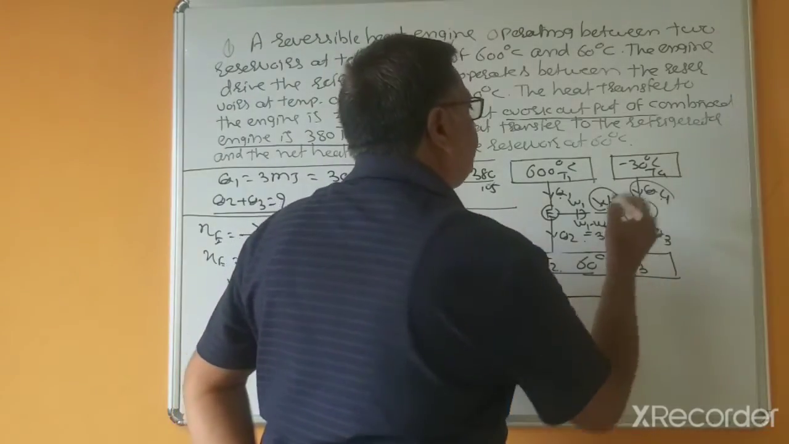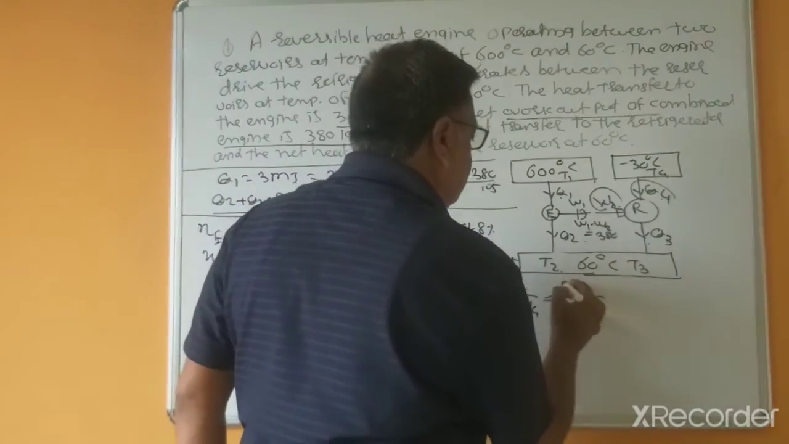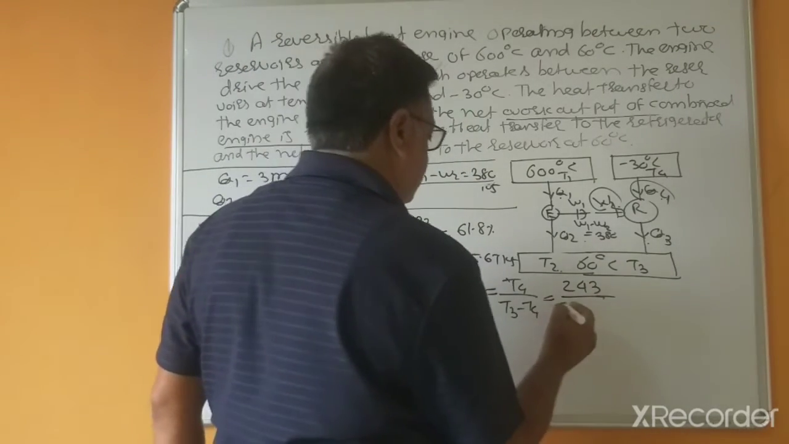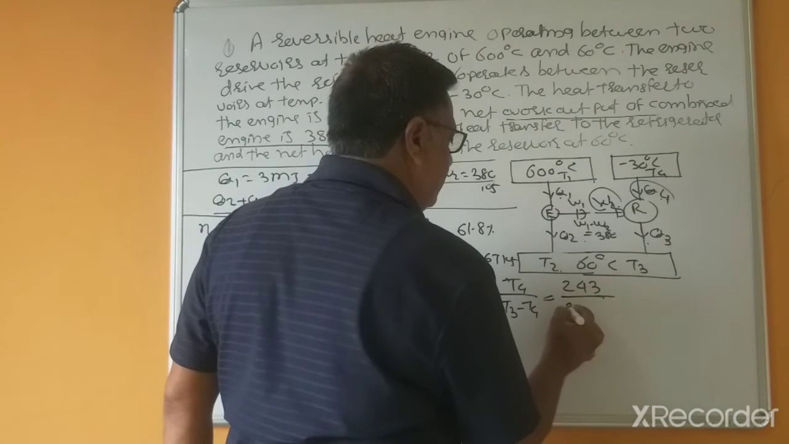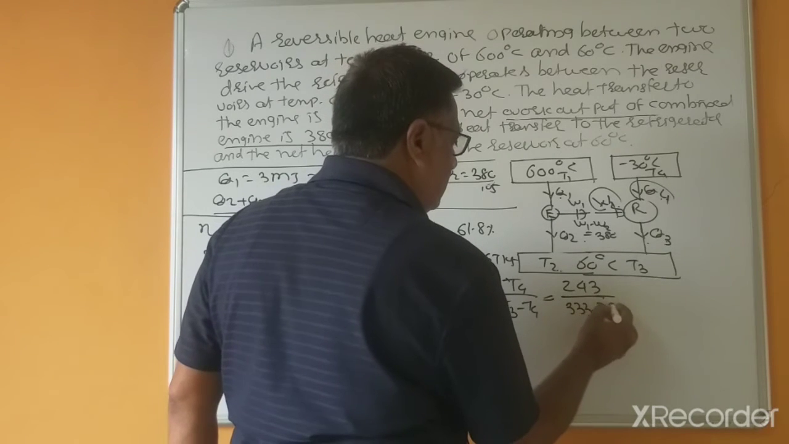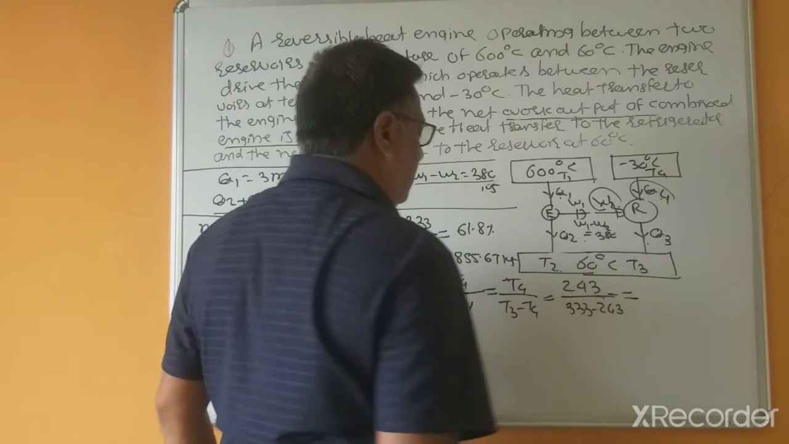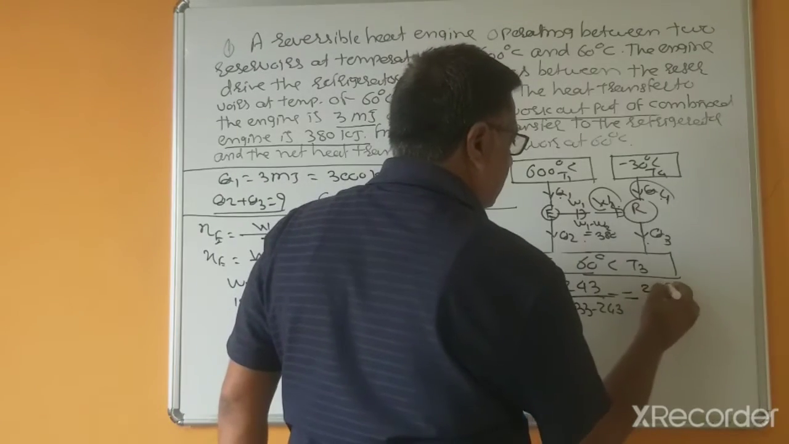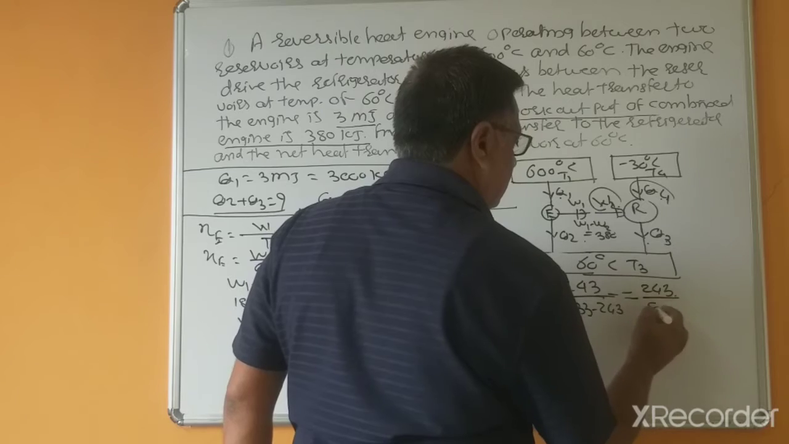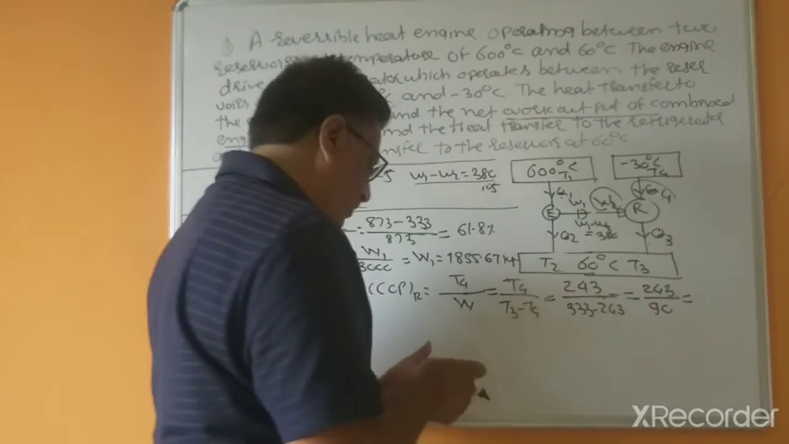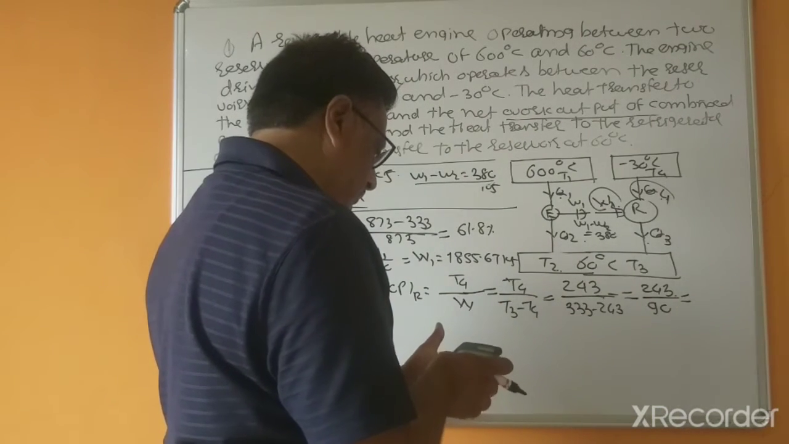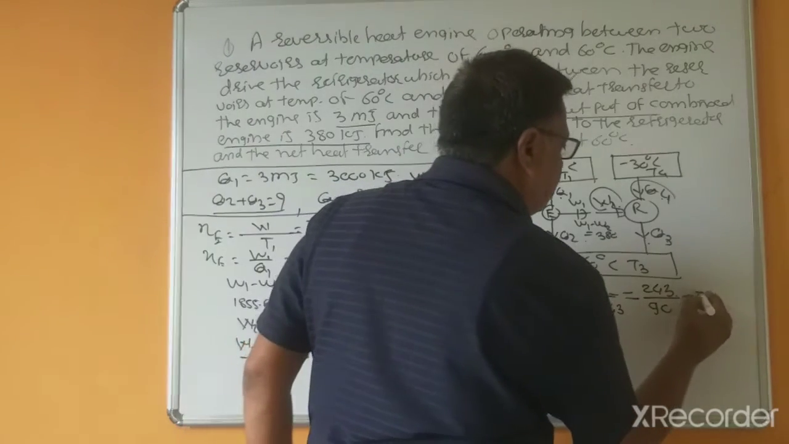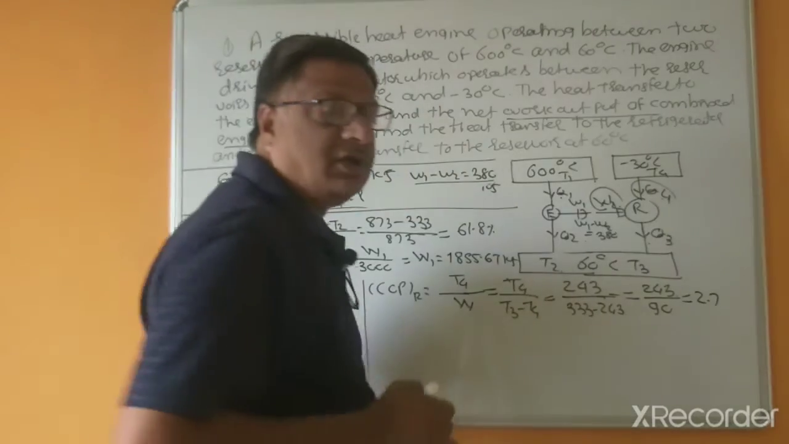T4 equal to minus 30, this is 243, and this different T3 60 degree centigrade, 333 minus 243, and this 60 degree centigrade means this is 90, 243 divided by 90 equal to 2.7. This is COP of the refrigerators.